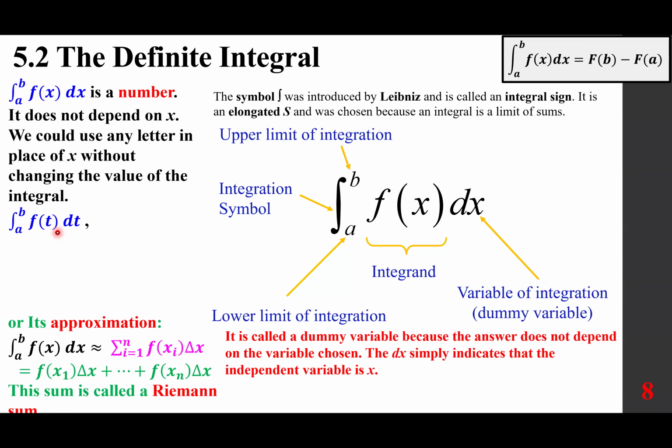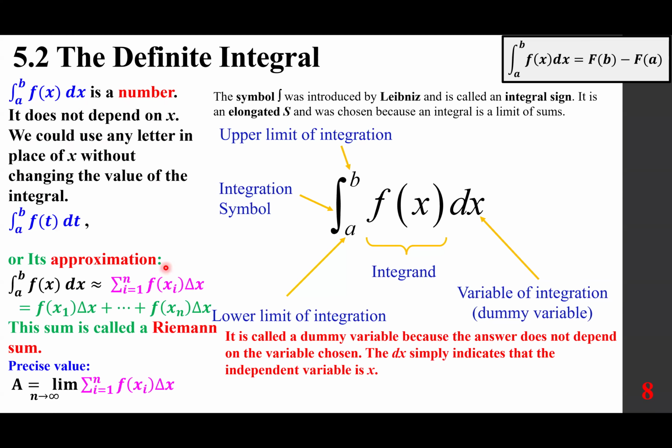f of t dt. Or its approximation, the integral of a to b f of x dx, is the summation i going from 1 to n of f of x i delta x, which is f of x 1 times delta x, plus all the way to the end f of x n delta x. This sum is called the Riemann sum.